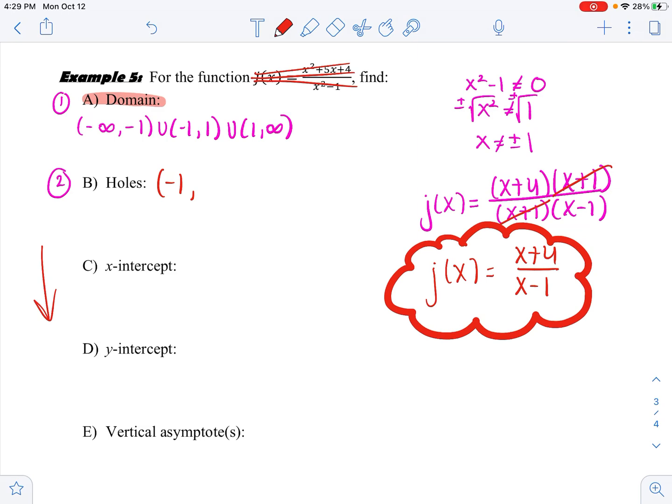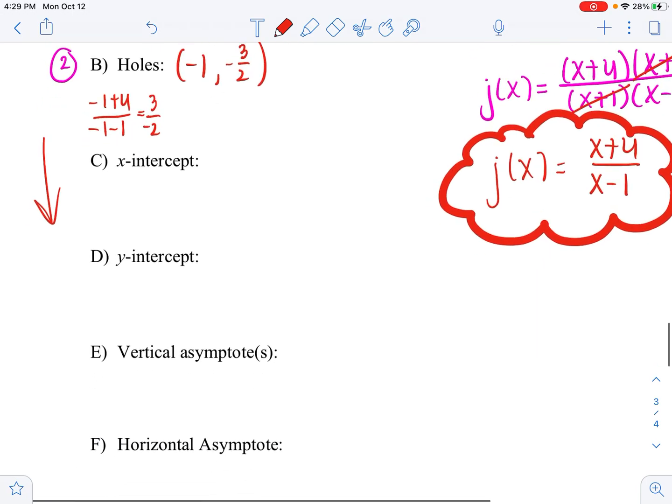All right, so now I'm going to find the y value of the hole. I'm going to plug -1 into the new j of x right here. So I'm going to do -1 plus 4 over -1 minus 1. So that's 3 over -2, or -3/2.